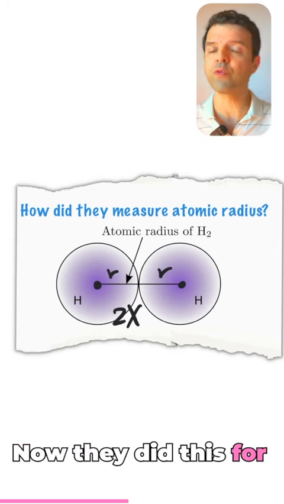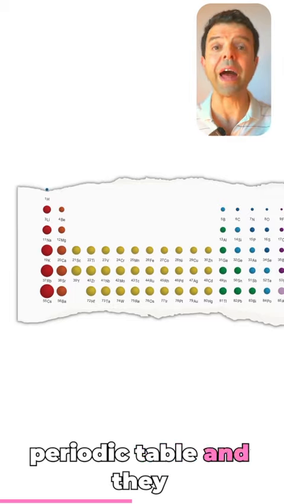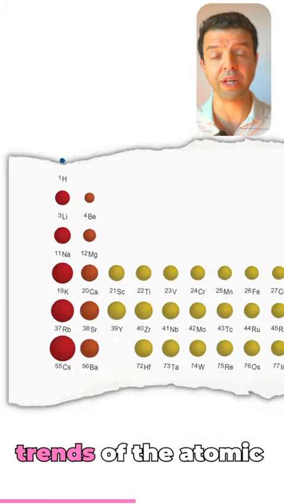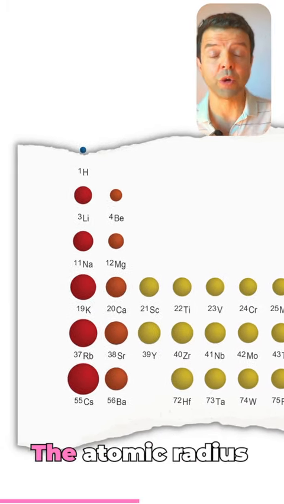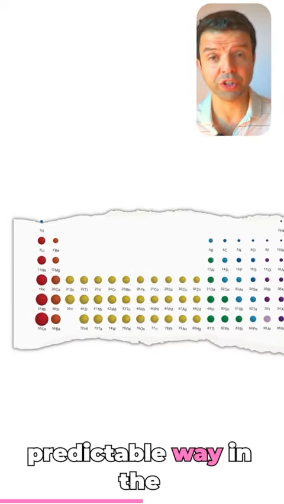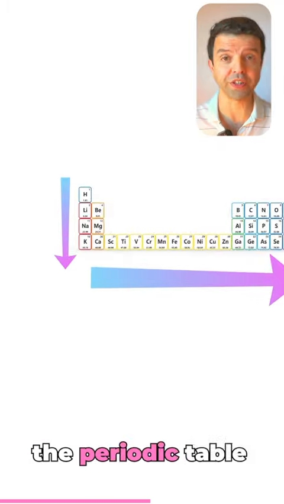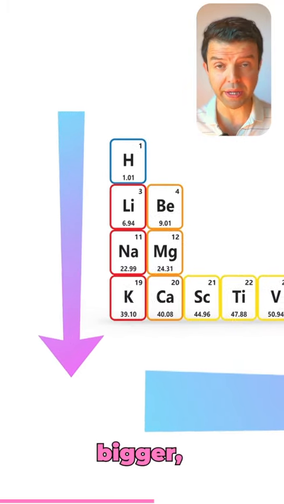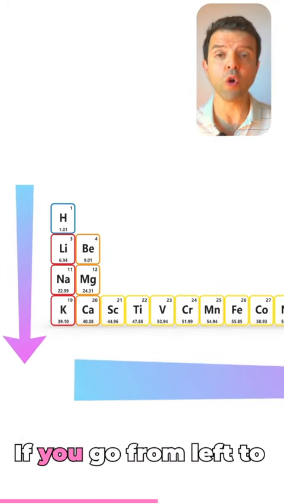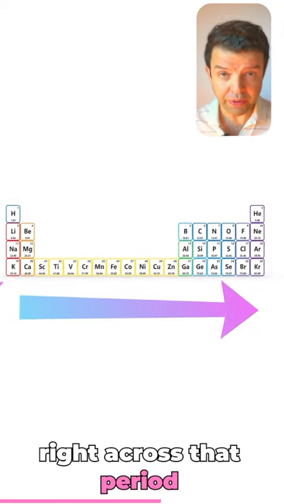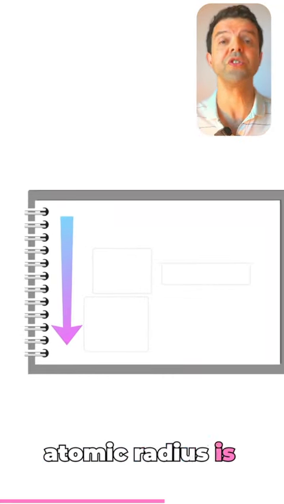Now, they did this for all the atoms of the periodic table, and they figured out the periodic trends of the atomic radius. The atomic radius changes in a very predictable way in the periodic table. So if you go from top to bottom in any group of the periodic table, you'll find that the atoms are getting bigger. The atomic radius is increasing. If you go from left to right across a period, you will find that the atomic radius is actually decreasing.